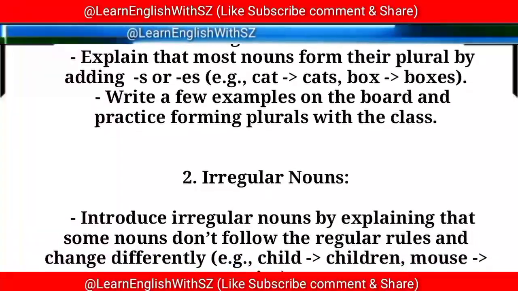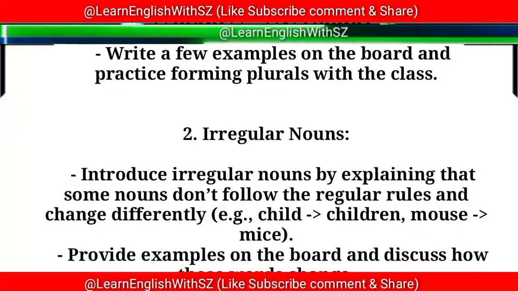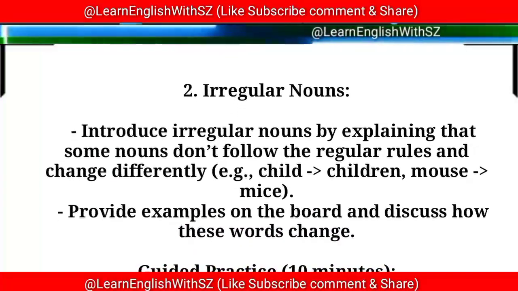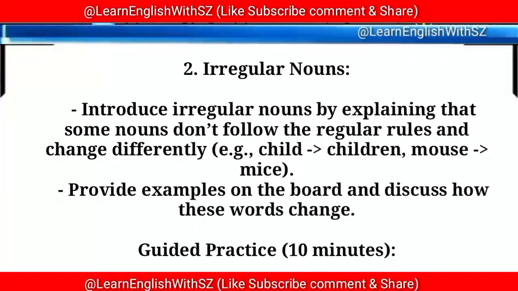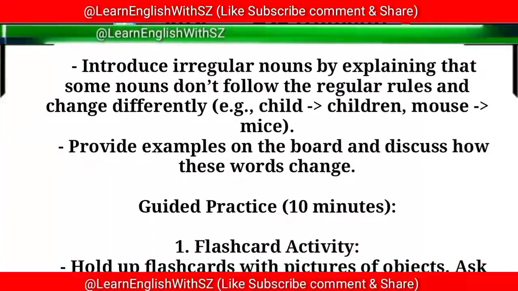2. Irregular nouns. Introduce irregular nouns by explaining that some nouns don't follow the regular rules and change differently, for example, child, children, mouse, mice. Provide examples on the board and discuss how these words change.